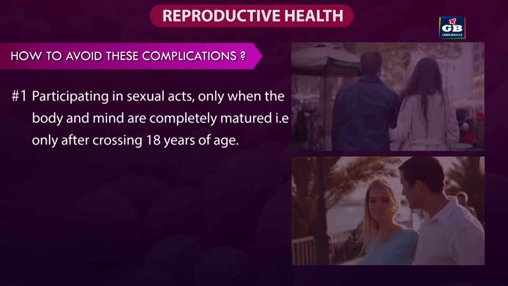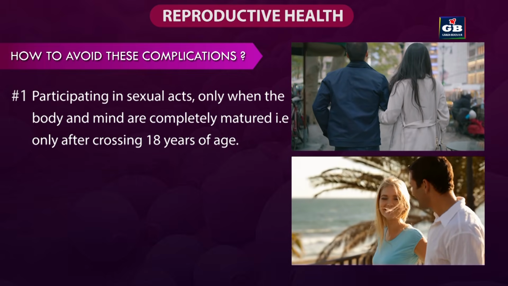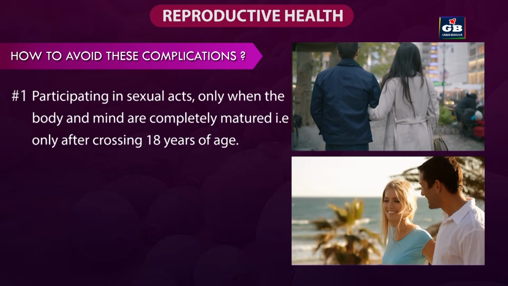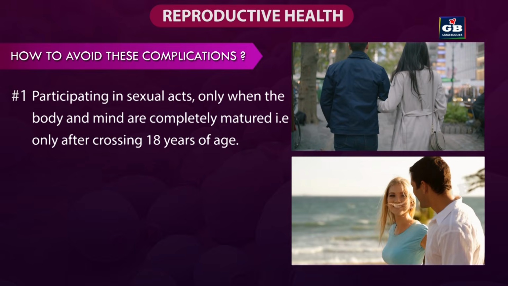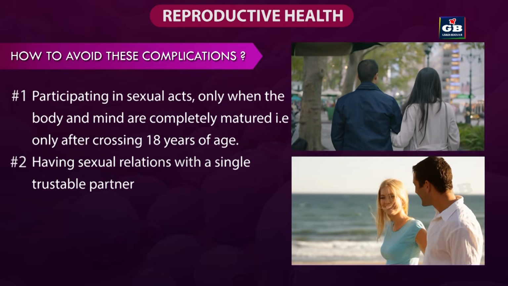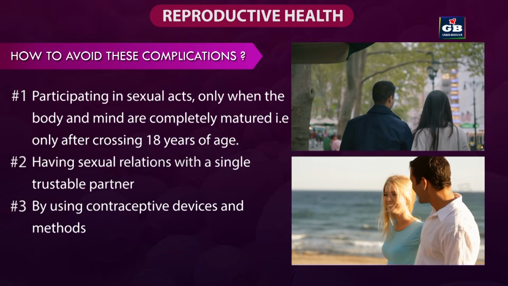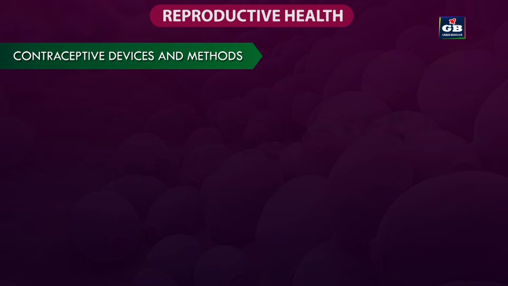1. Participating in sexual acts only when the body and mind are completely matured, that is, only after crossing 18 years of age. 2. Having sexual relations with a single trustable partner. 3. By using contraceptive devices and methods. Contraceptive devices and methods. Condom.